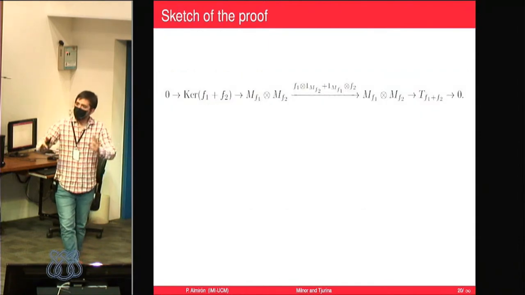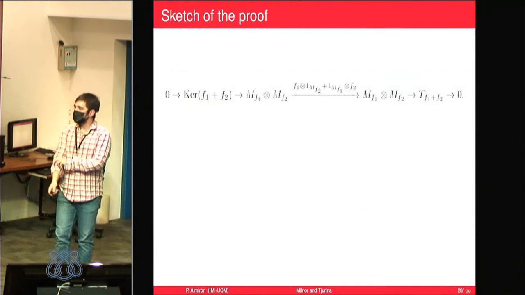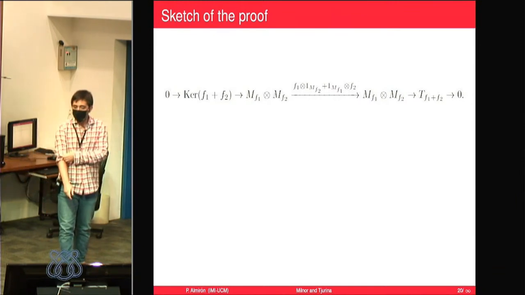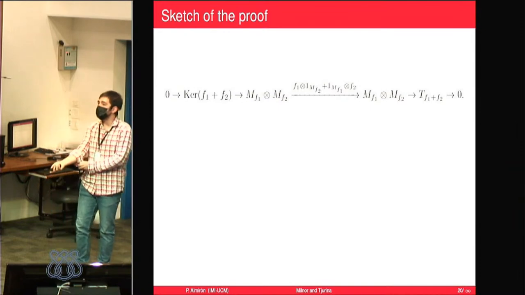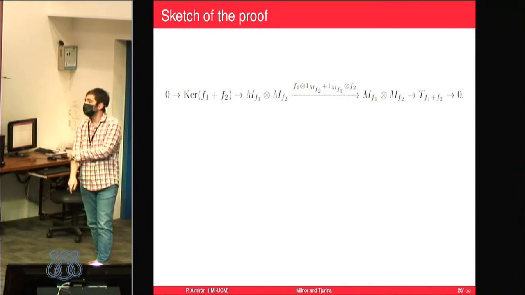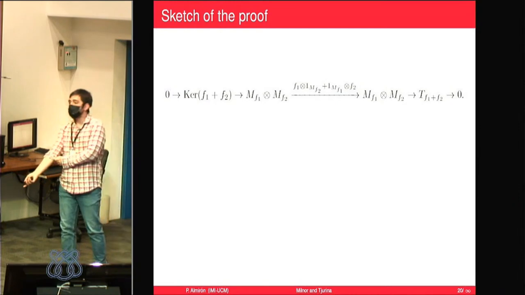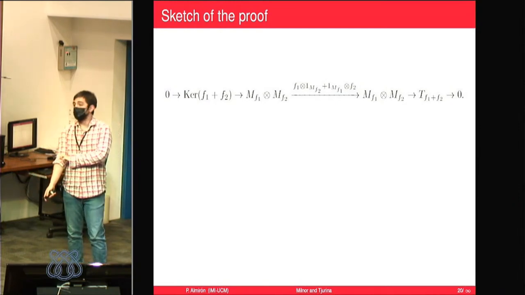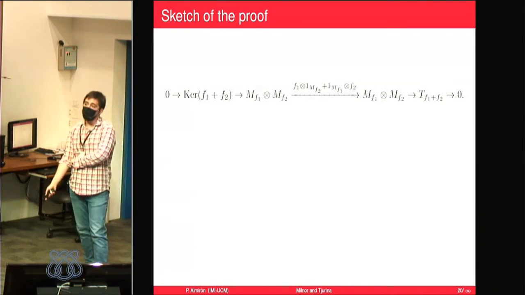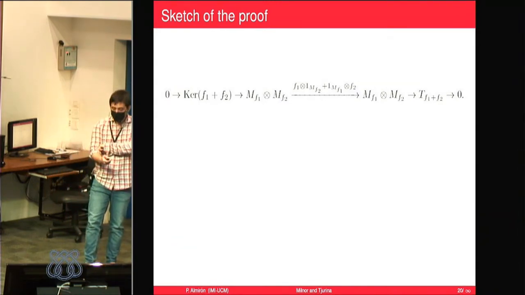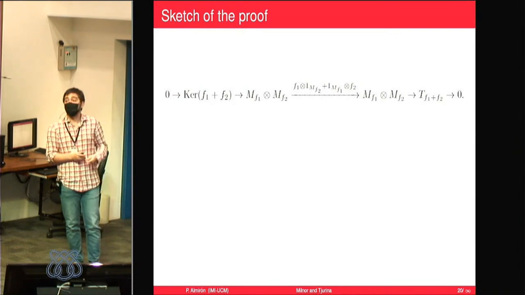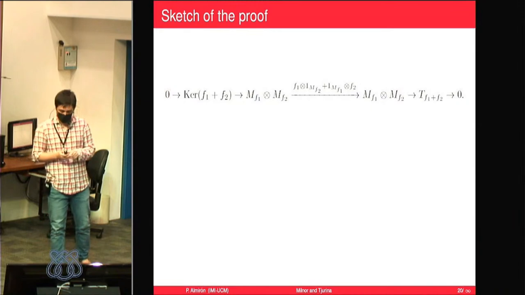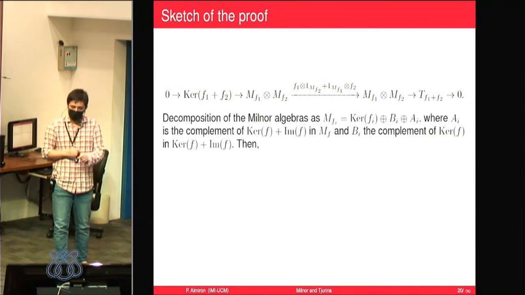And let me show you a little bit of a sketch of the proof, because I think it is interesting. The main thing is that, as I told you, I can see the Tor number as the cokernel of the multiplication map. And I have that the Milnor algebra can be decomposed as the tensor product of the Milnor algebras. So then I can try to describe what is happening with this map in an algebraic way. This is very difficult because of the following thing.